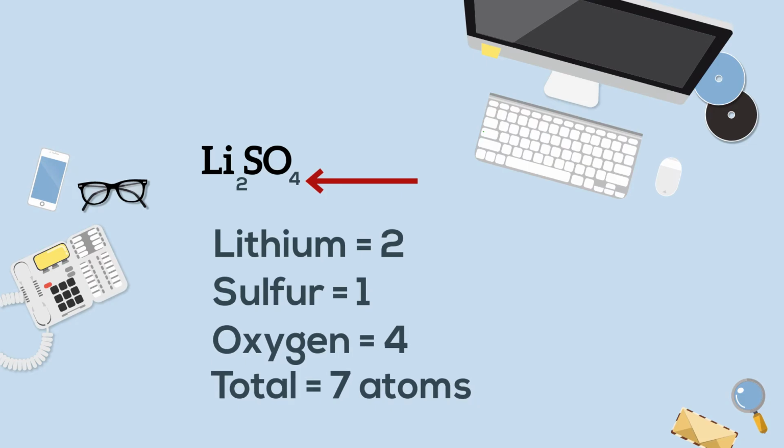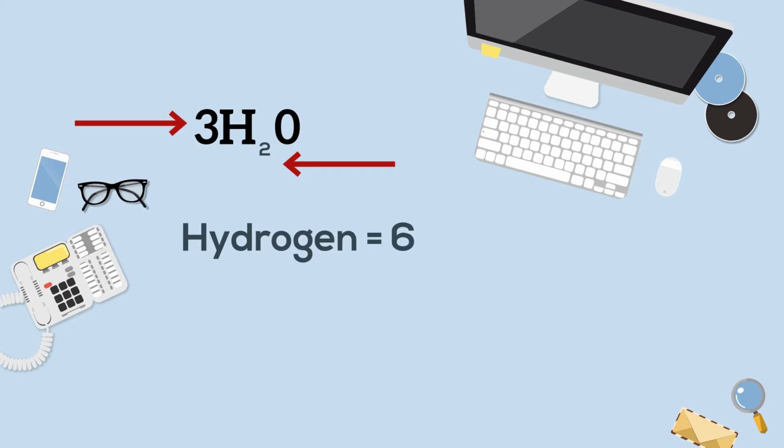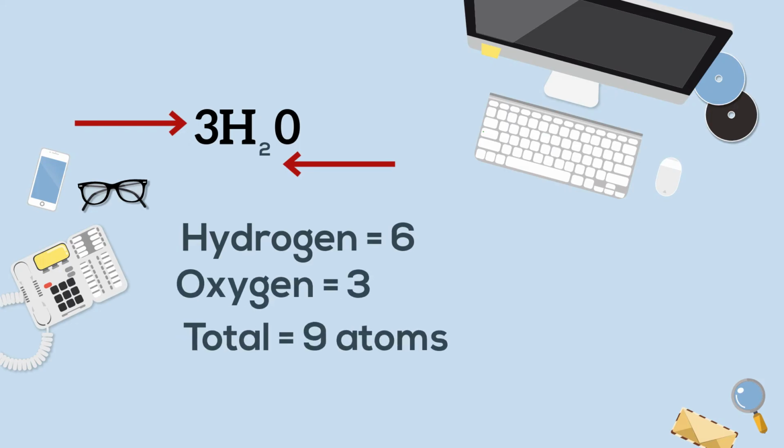Next, you have trihydrate. Notice that you have a coefficient and a subscript, so you will have 3 times 2, so you'll have 6 hydrogens, and you will have 3 oxygens for 9 atoms total.